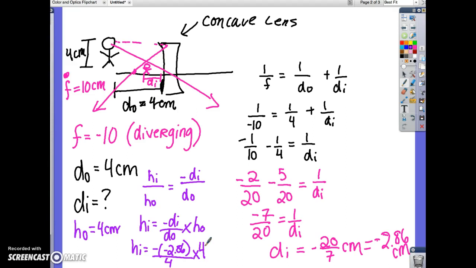Now, because of the way this worked out, our math is nice. Those 4's will cancel each other out, and it ends up with the height being positive, because these two negative signs will cancel each other out. We'll end up with positive 2.86 centimeters as the new height of the image. Now that image goes along with everything we've said before. It's getting smaller. It was originally 4 centimeters high, but it looks like it's only 2.86. So again, this is another solution for a diverging or concave lens.